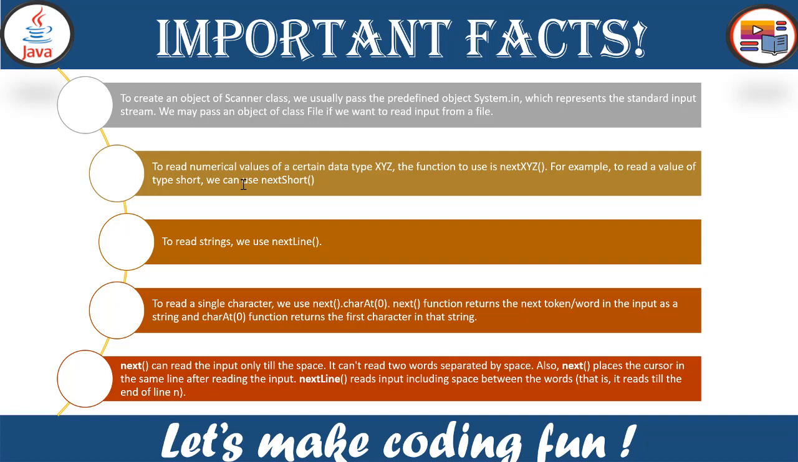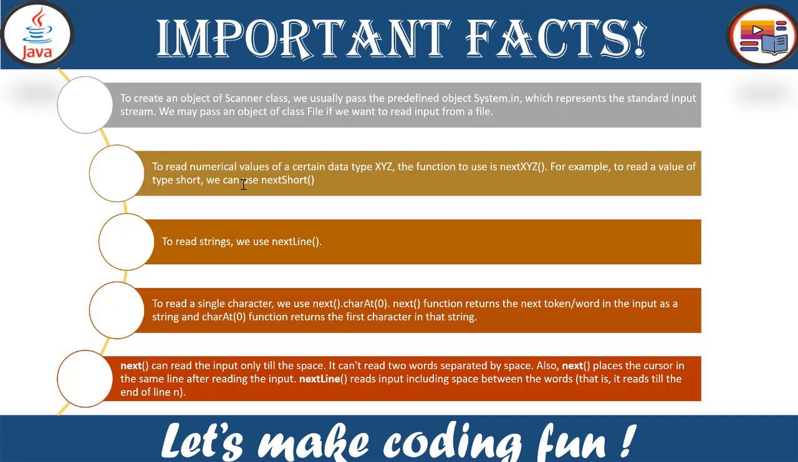To read a single character, we use next().charAt(0). The next function returns the next token, or word, in the input as a string, and the charAt(0) function returns the first character in that string. So when we need to work with the characters of arrays, to pick a character we can select the index and use the method charAt.